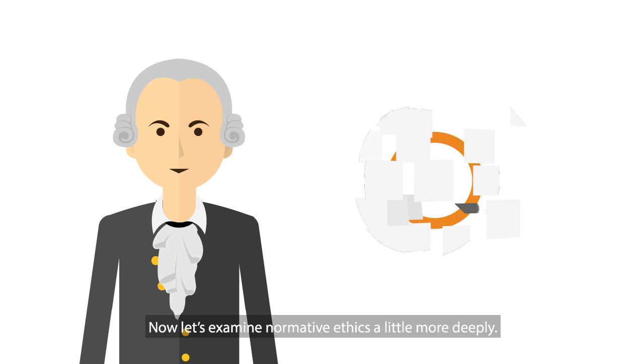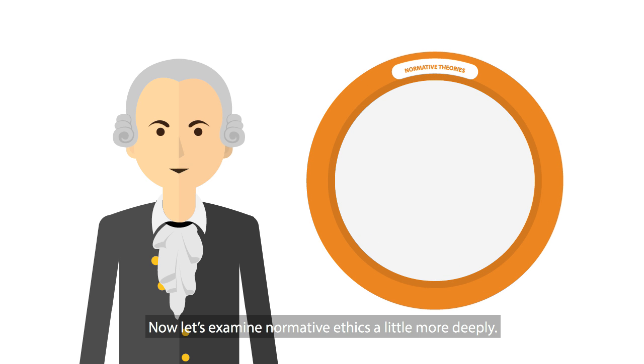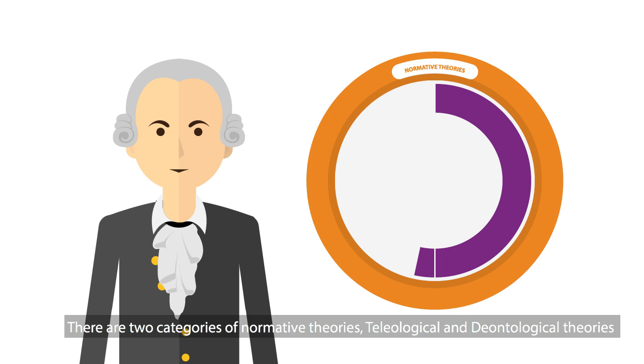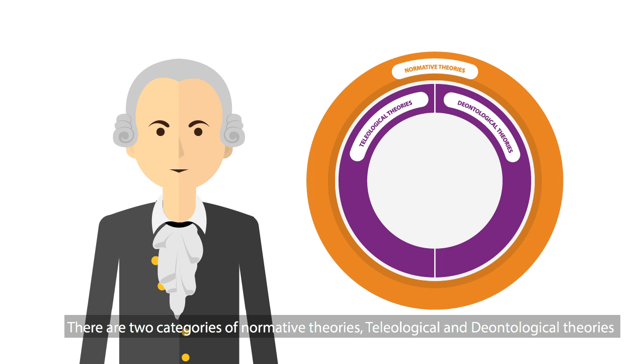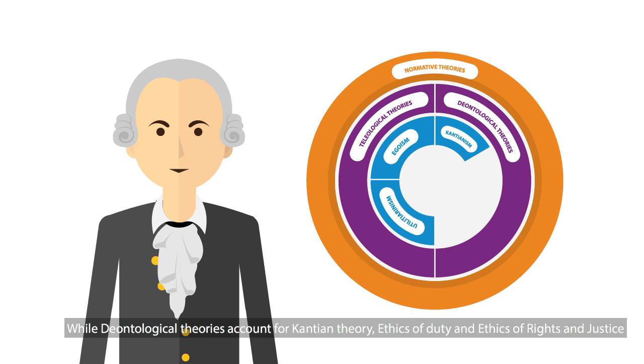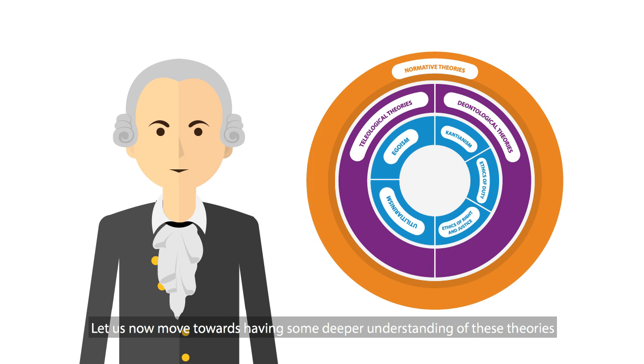Now, let's examine normative ethics a little more deeply. There are two categories of normative theories: teleological and deontological theories. Teleological theories are further explained through egoism and utilitarianism, while deontological theories account for Kantian theory, ethics of duty, and ethics of rights and justice. Let us now move towards having some deeper understanding of these theories.